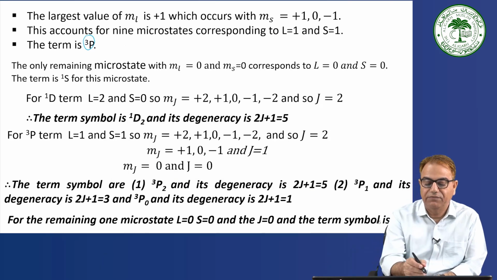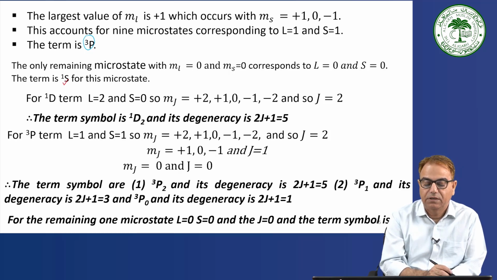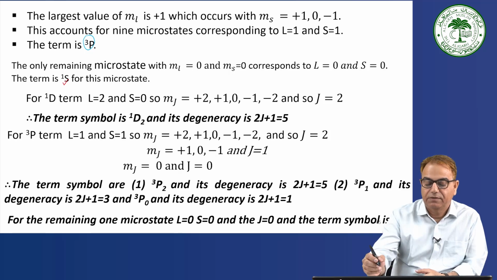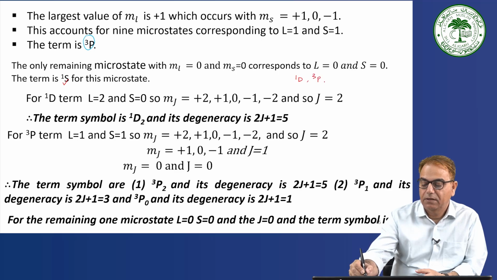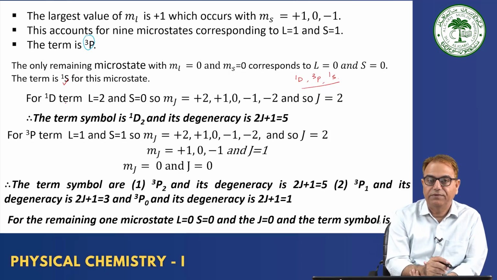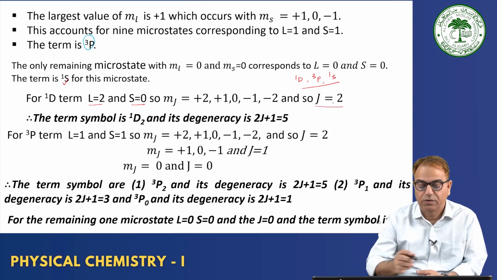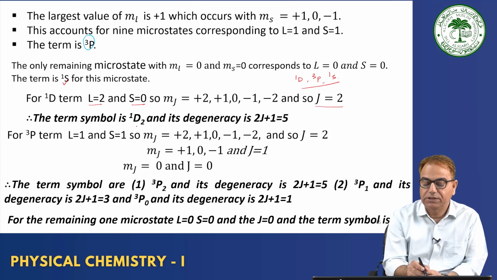So the next term will be singlet S, microstate. Okay. So we have 3 different terms: singlet D, triplet P, and singlet S. As far as the J value is concerned, now you can write for the singlet D term, L is equal to 2 and S is equal to 0. So J value will be 2. And the term symbol is singlet D2 and its degeneracy is 2J plus 1, 5.